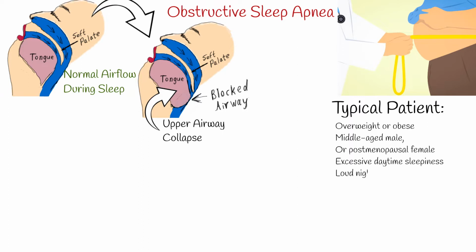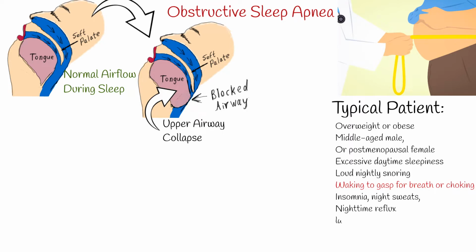They may also complain of waking to gasp for breath or choking, sleep maintenance insomnia, night sweats, nighttime reflux, and nocturia in the absence of excessive nighttime liquid intake. A physical exam is typically notable for a larger than average neck circumference, over 17 inches in males, with crowded oropharynx and large tongue. Patients with refractory atrial fibrillation, resistant hypertension, and history of a stroke should be screened for sleep apnea regardless of symptoms.